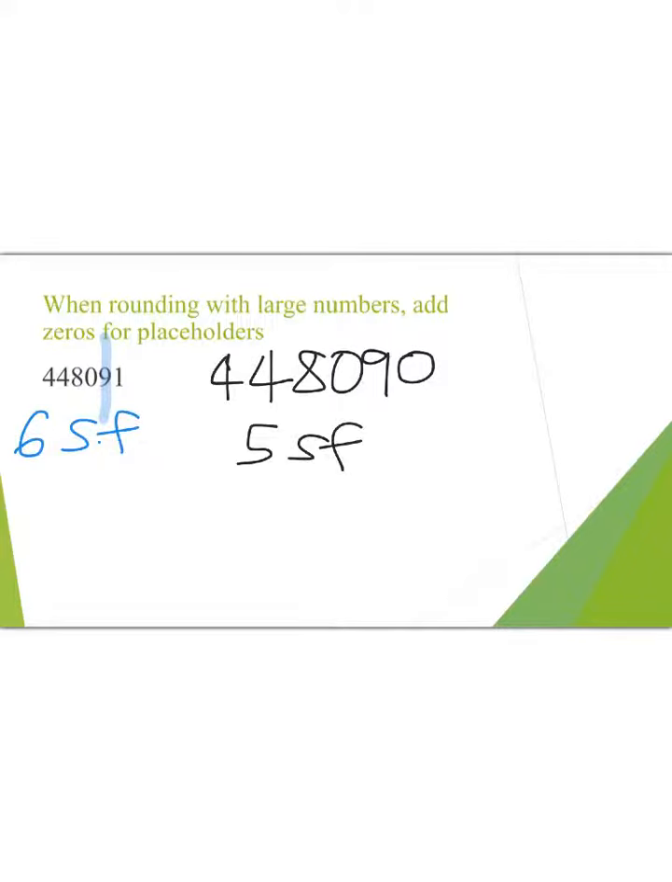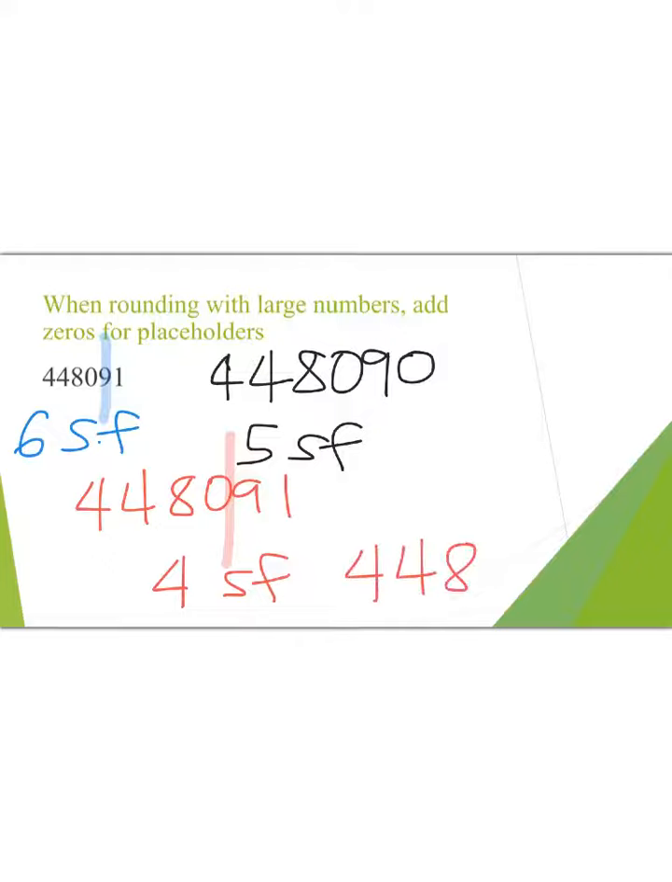Now if you wanted 4 significant figures, let's rewrite the number. So we have 448,091. Now if we have 4 significant figures, that would bring us to this point right here. So if we want 4 significant figures, we would have 4, 4, 8. Now that 0 would round up to a 1 because of the 9. 5 and up rounds up, and so we have 4481.